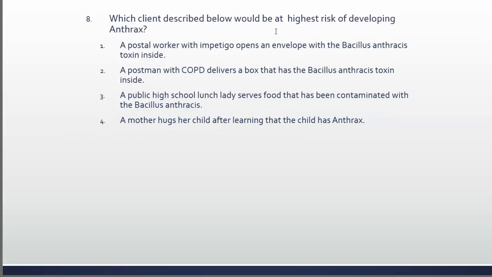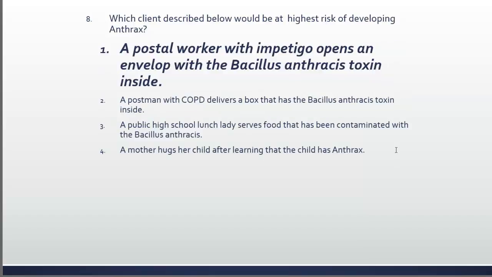Which client described below would be at the highest risk of developing anthrax? I'll let you read those. It would be a postal worker with impetigo who opens an envelope with the Bacillus anthracis toxin inside.